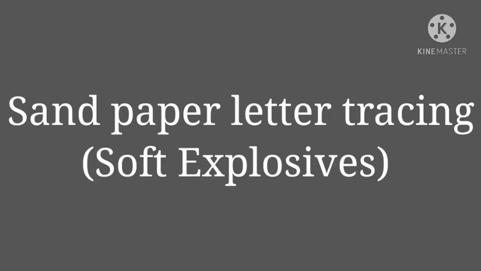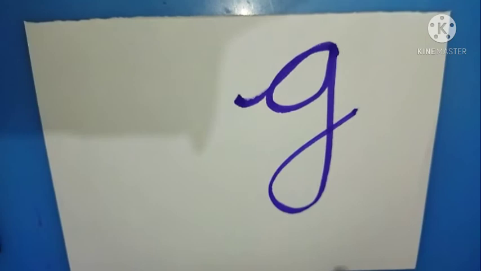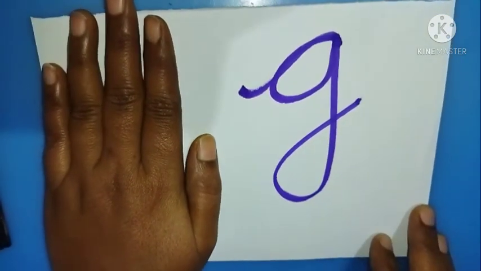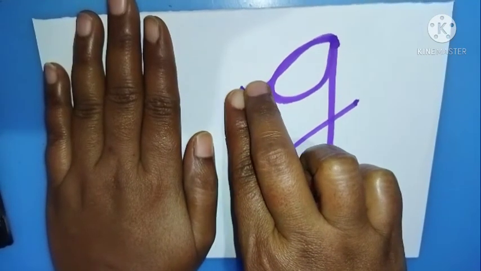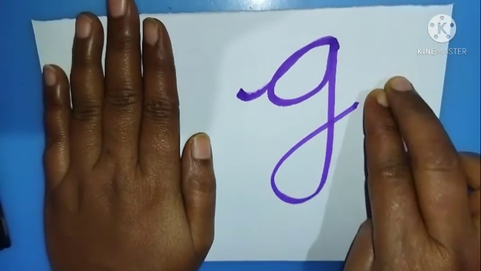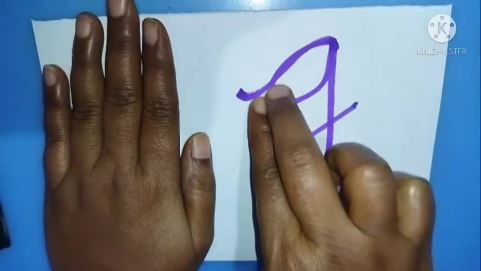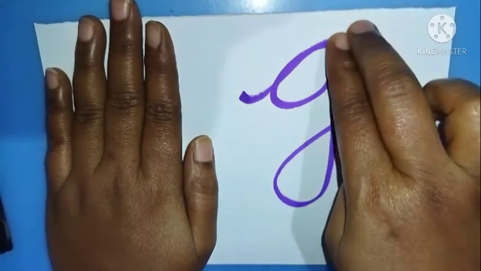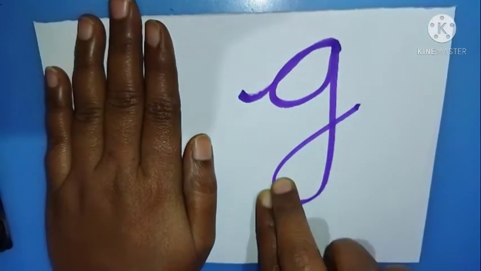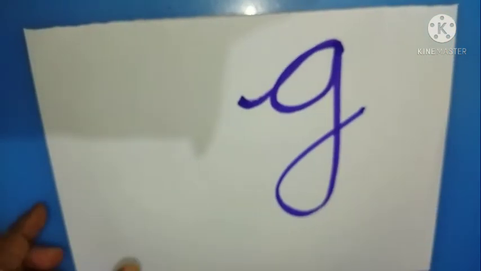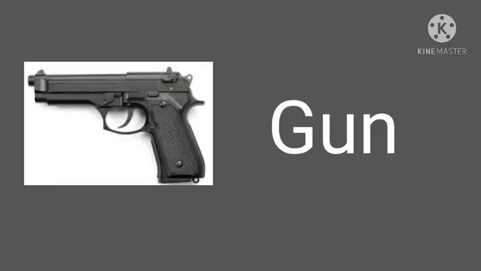The first letter among soft explosives is G. So, keep the left palm and start tracing with the point and middle finger of your right hand. Then utter the sound G. Trace it as it should be done and then say the sound G. The sound for letter G is G. Then start giving the words to the child.